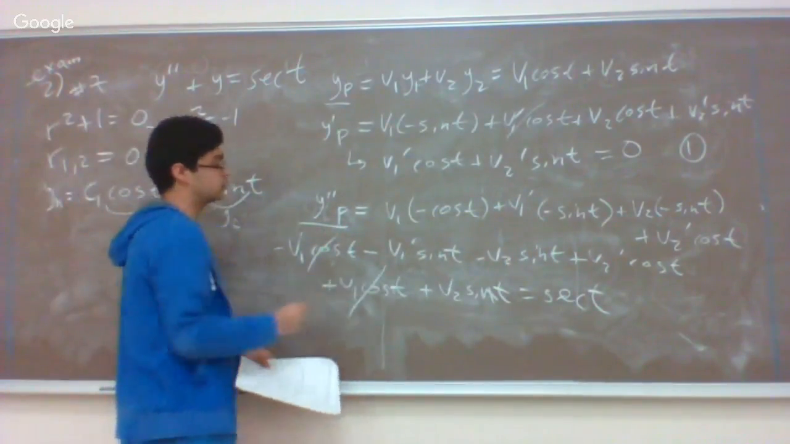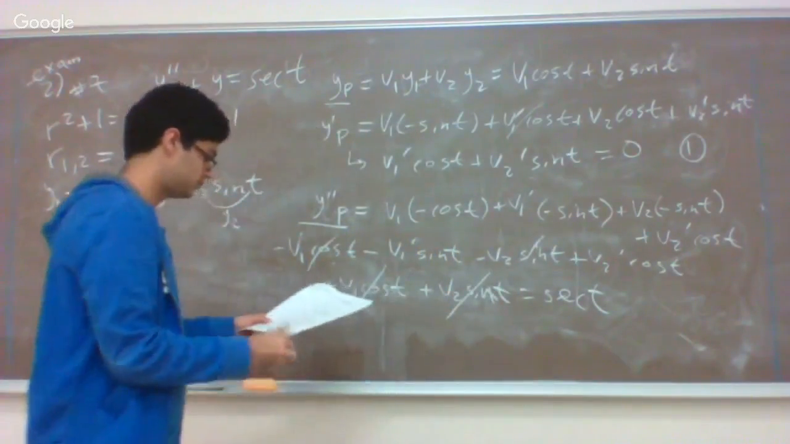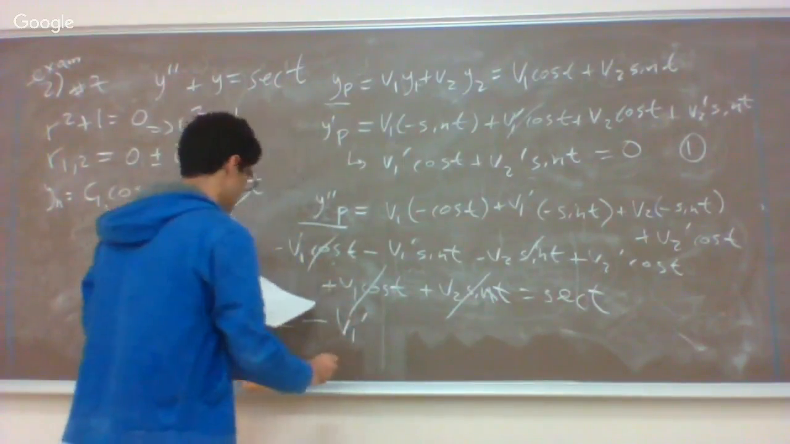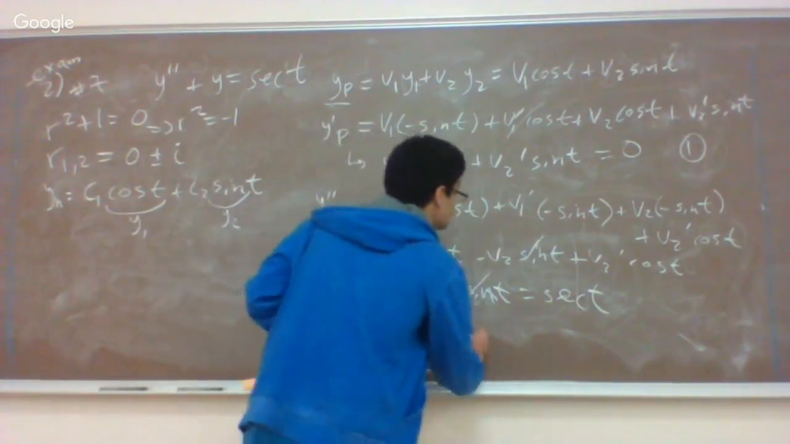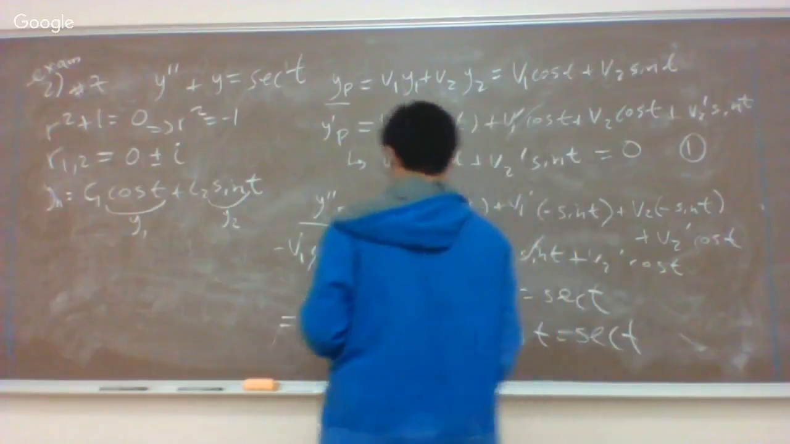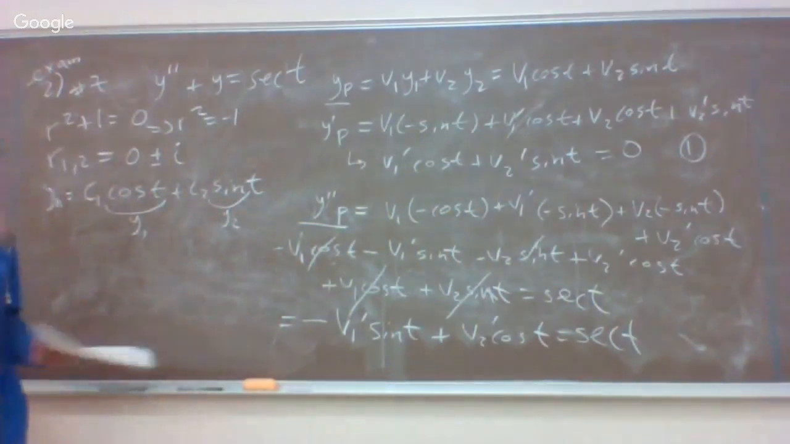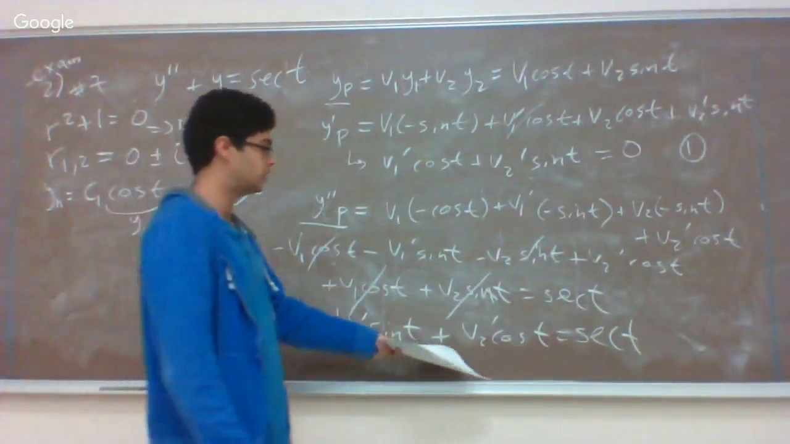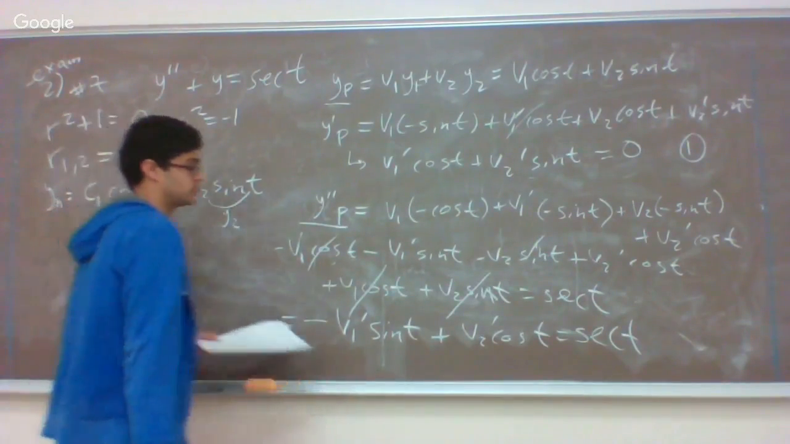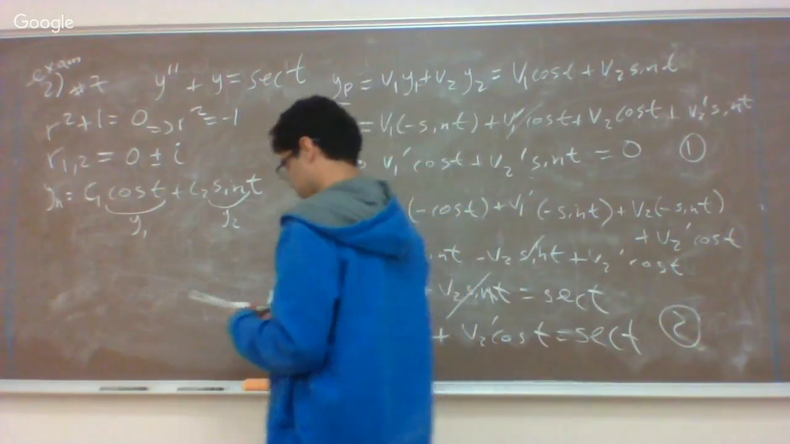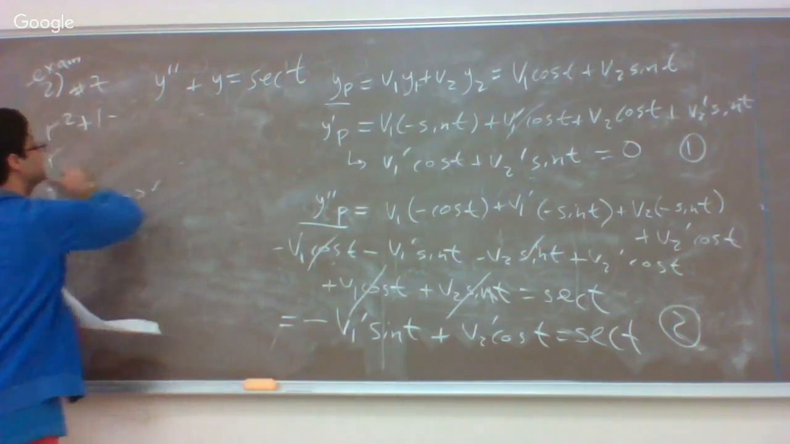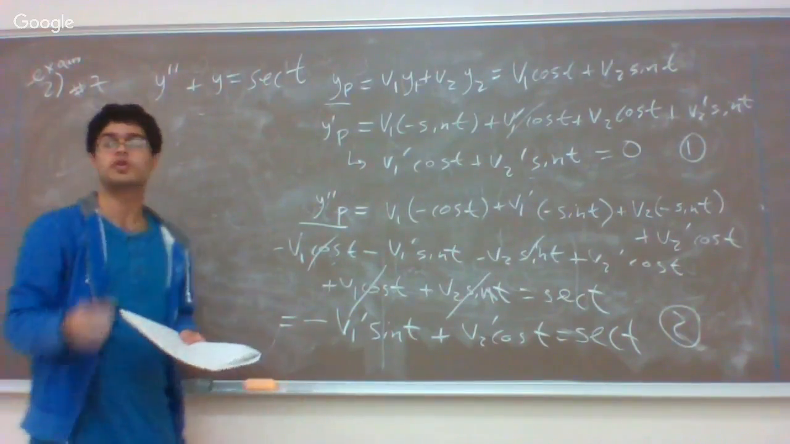So the v1 cosine of t cancels out, and v2 sine of t cancels out. I am left with negative v1 prime sine of t plus v2 prime cosine of t equals secant of t. That is my second equation. Any questions so far?